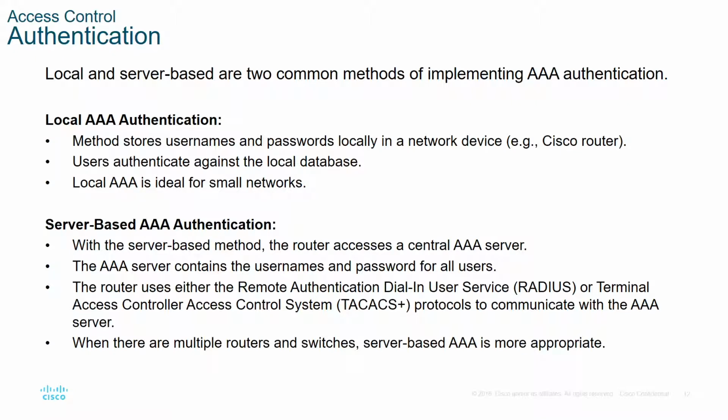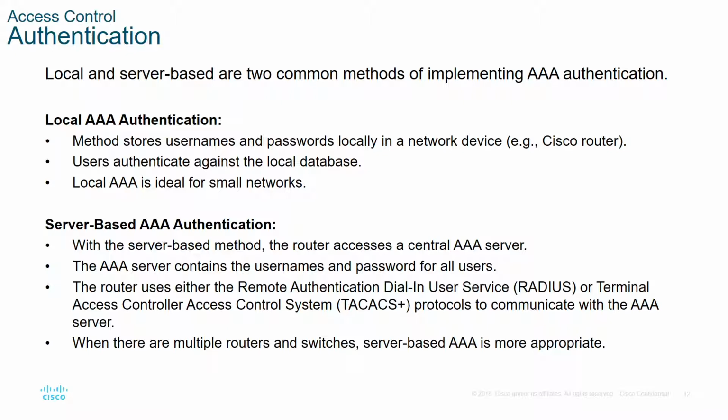Authentication. Local and server-based are two common methods for implementing AAA authentication. Local AAA authentication method stores usernames and passwords locally in a network device, for example a Cisco router. Users authenticate against the local database. Local AAA is ideal for small networks.